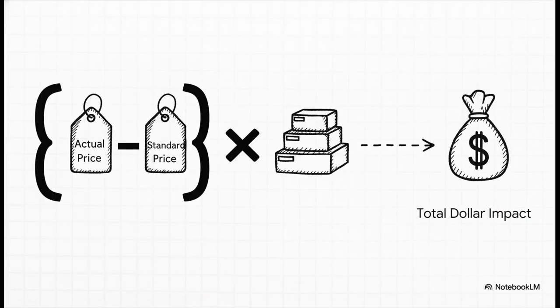And here's how we figure that out. It's a really simple but powerful formula. You just take the difference between your actual selling price and your planned price, and you multiply that by the number of units you actually sold. It's so important because it cleanly separates the impact of your pricing from everything else.